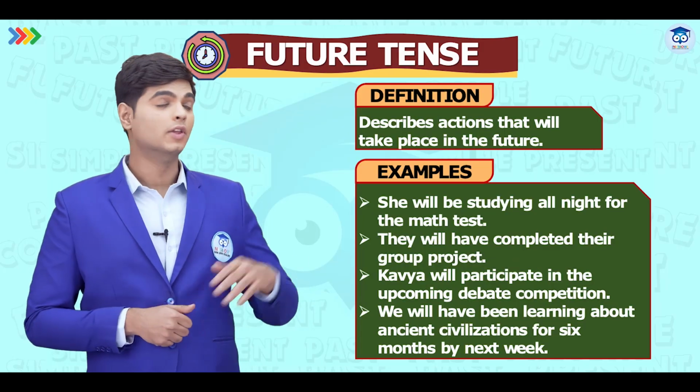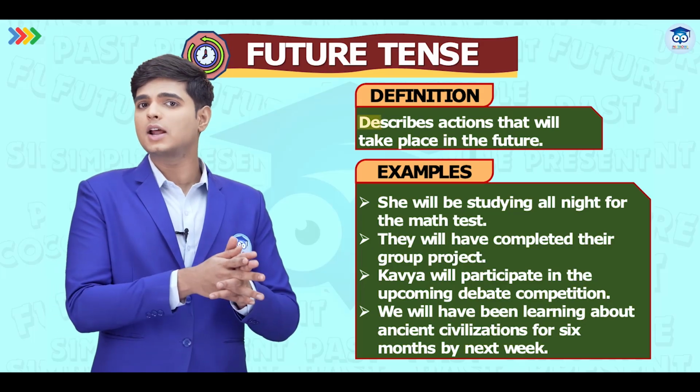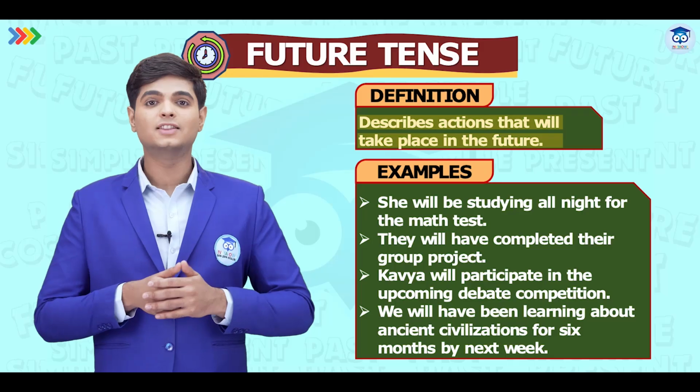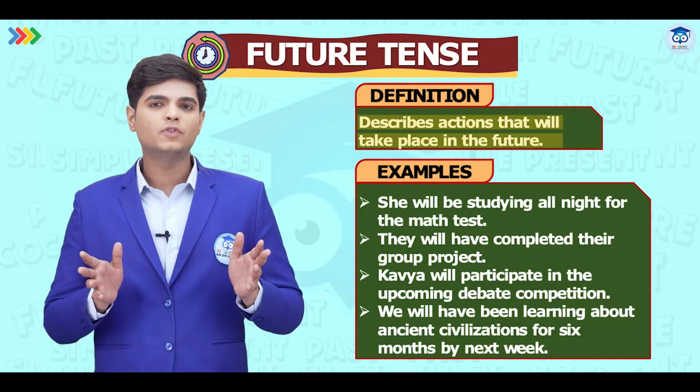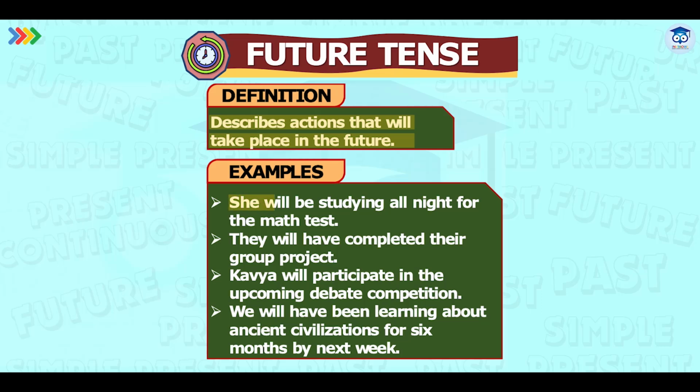Let's begin with the future tense. As the definition says, it describes actions that will take place in the future. These are events that haven't happened yet, but we know or expect they will happen. For example, she will be studying all night for the math test. That's a planned action, something she intends to do tonight.